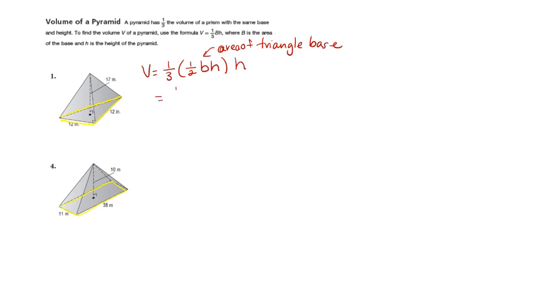So 1/3 times 1/2 times the base and height of the triangle. They're both 12, so it doesn't matter. And then the height of the prism is 17, right? And so it's 1/3 times 1/2 times 12 times 12 times 17. And when I put that in the calculator, I get 408.